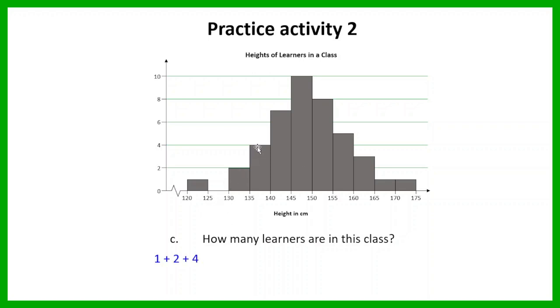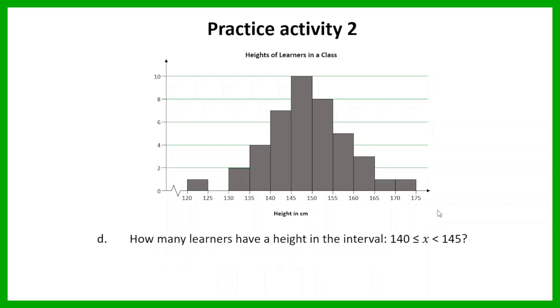Then we've got 4 over here. Over here we've got 7. Then this one over here is 10. This one is 8. Here we've got 5. Then we've got 3. Then we've got 1, and we've got another 1. So when we add all of those up, you should get 42 learners altogether. That's how many learners there are in the class.